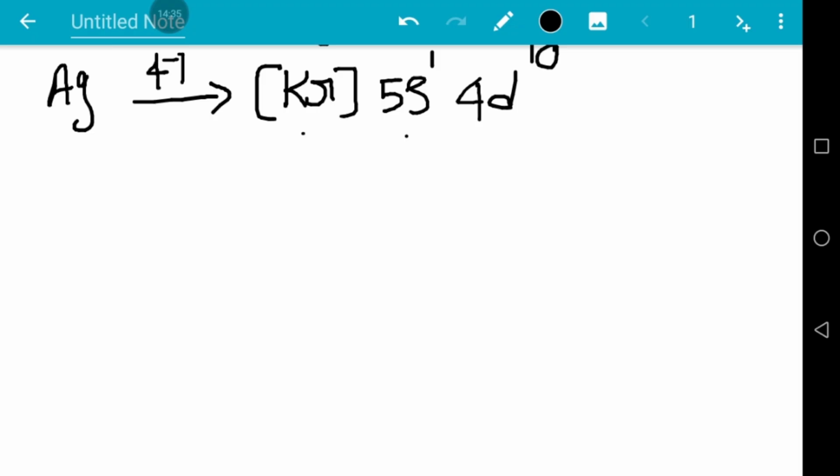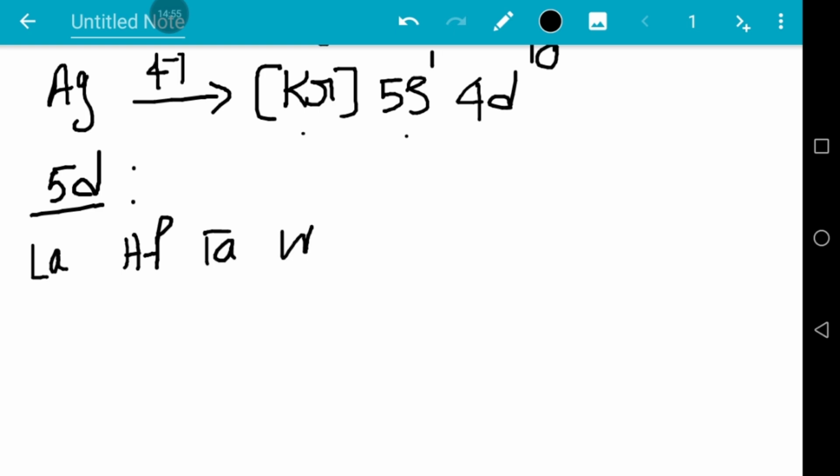So write down the 5d series elements. What are the 5d series? That is lanthanum, the next hafnium, next after that tantalum, wolfram, rhenium, osmium, iridium, platinum, gold, mercury. So this is the 5d series exceptional configuration.